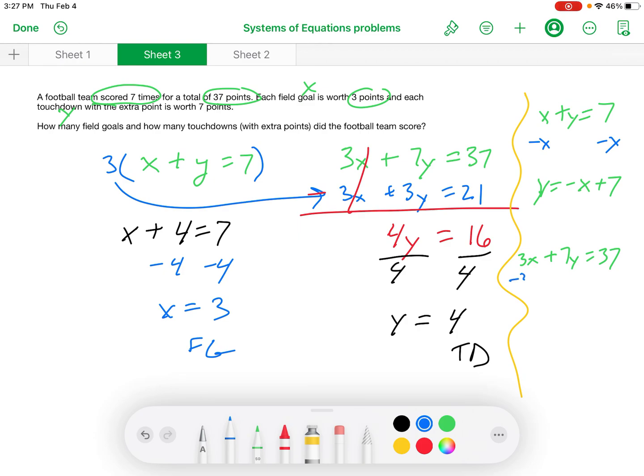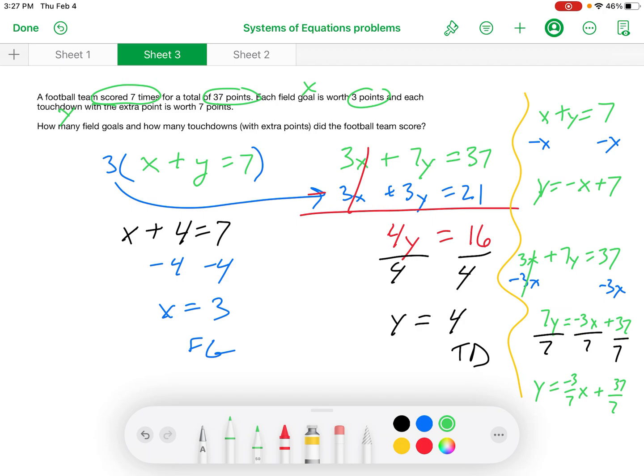And I would subtract 3x from both sides. Remember, we're just changing from standard form to slope-intercept. So I end up with 7y equals negative 3x plus 37. And then I can divide by 7 so that I end up with y equals negative 3/7 x plus 37/7.